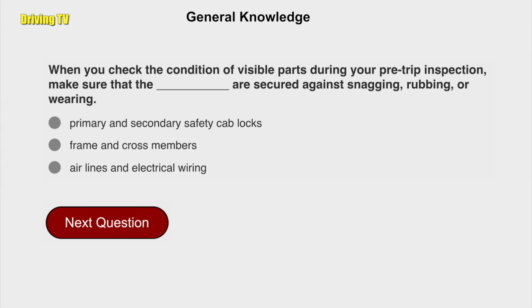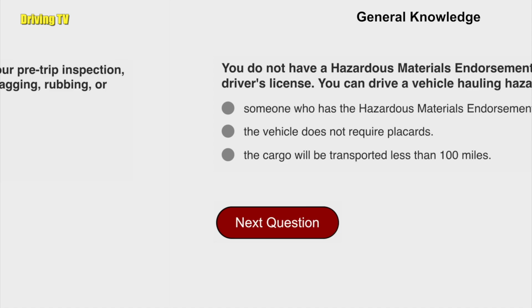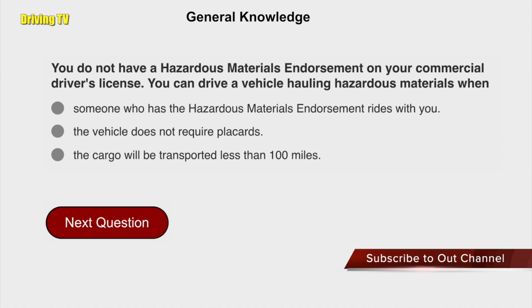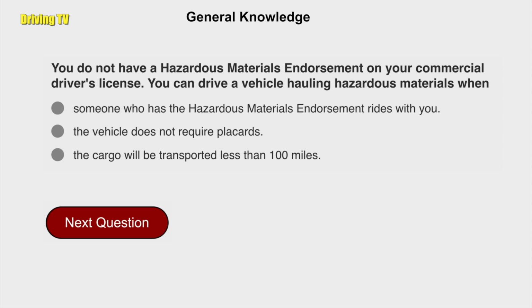When you check the condition of visible parts during your pre-trip inspection, make sure that the airlines and electrical wiring are secured against snagging, rubbing, or wearing. You do not have a hazardous materials endorsement on your commercial driver's license. You can drive a vehicle hauling hazardous materials when the vehicle does not require placards.